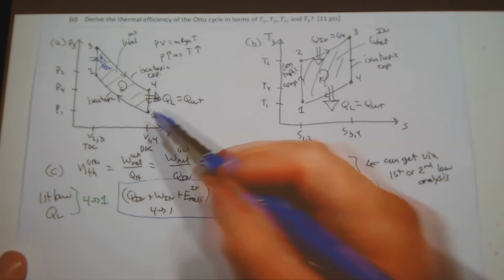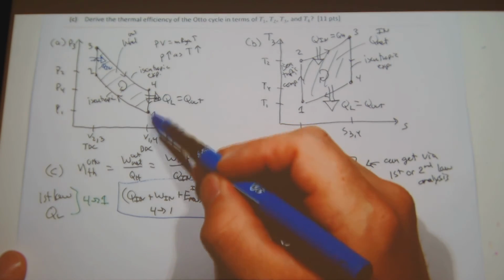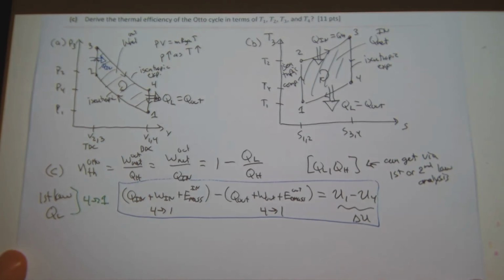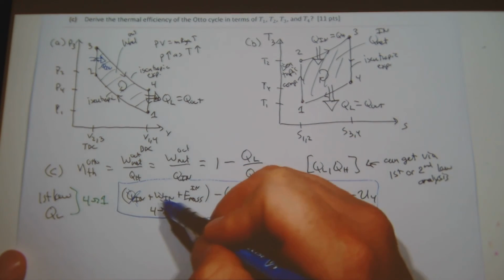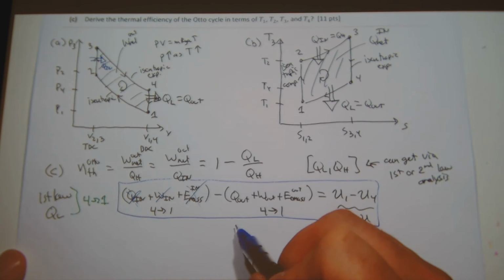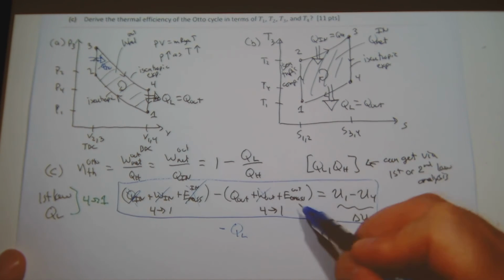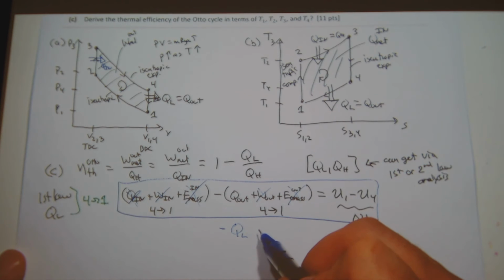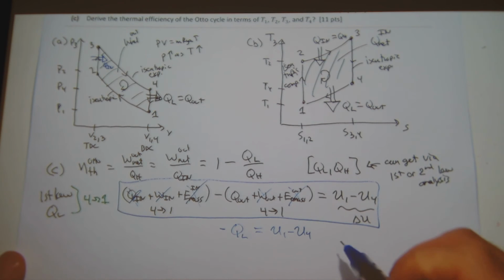What is my heat in from 1 to 4? What is my work in 1 to 4? What is my mass in? What is my heat out? QL. What is my work out? What is my mass out? So I got minus QL is equal to U1 minus U4. Or QL is equal to U4 minus U1.